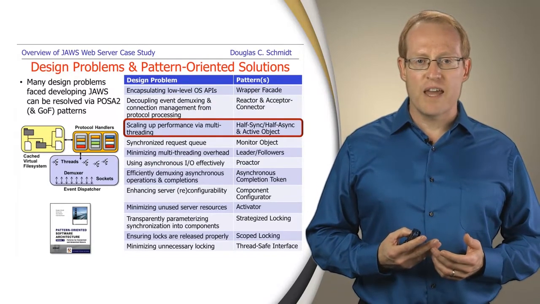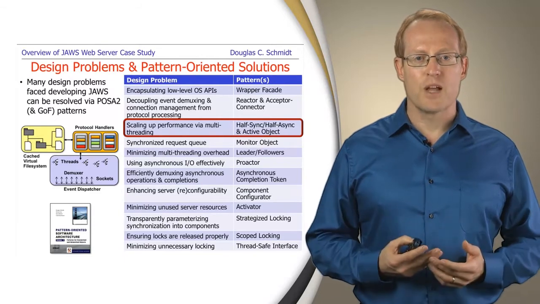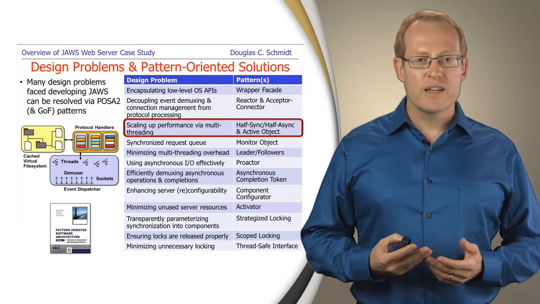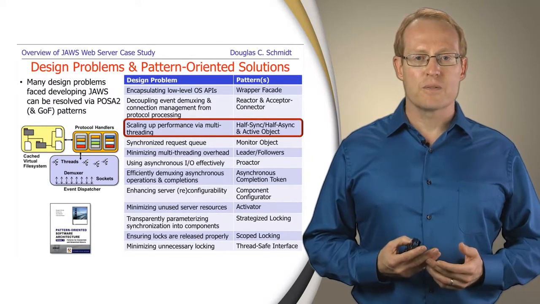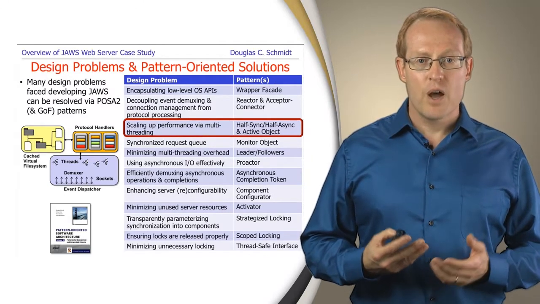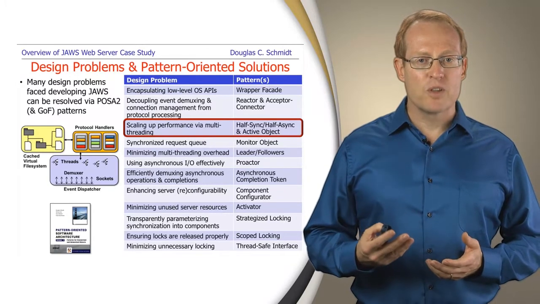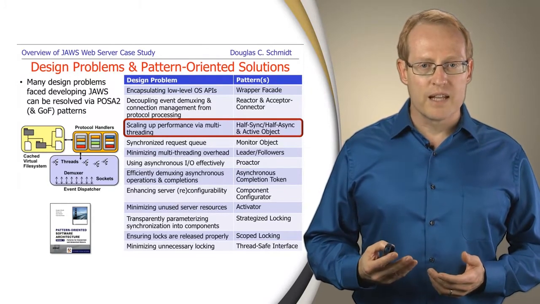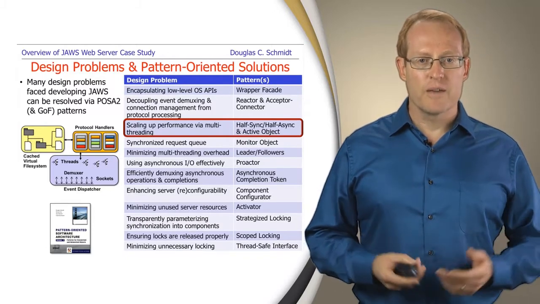After this, we'll start dealing with issues of scaling up the performance of our web server in order to be able to take advantage of multi-core and multi-processor platforms. To do this, we'll apply the active object and half-sync, half-async patterns. These patterns allow us to have pools of threads that can be mapped to the underlying hardware resources and operating system abstractions much more scalably and much more efficiently.